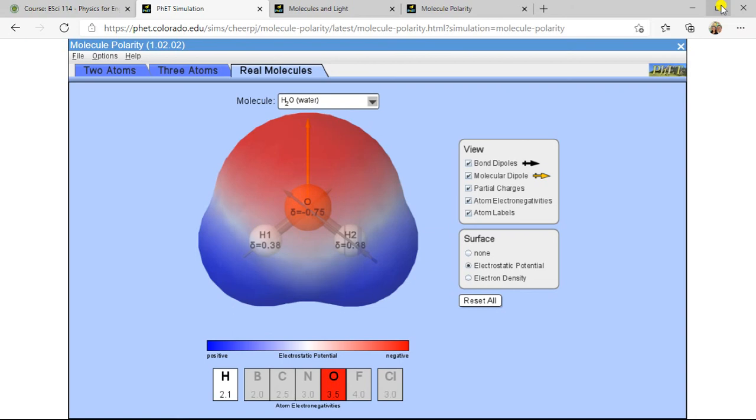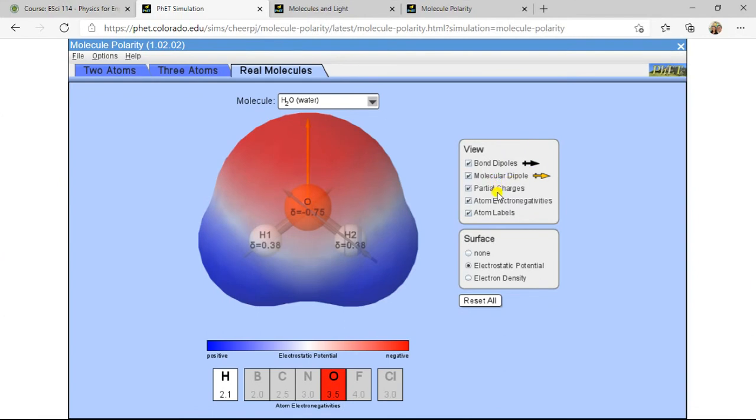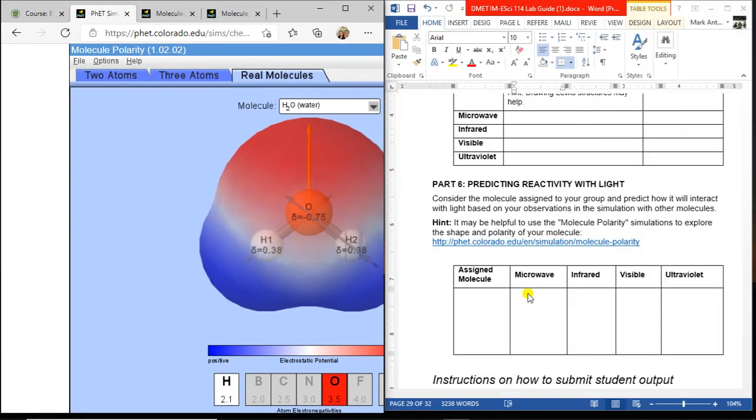This gives you an idea for differentiating your assigned molecule from the rest of the 7 molecules. For water and microwave, it will interact with microwave because of the characteristics of water, its polar charges compared with the rest. Its molecular dipole is different compared with the rest, so it interacts with microwave, infrared, visible, up to ultraviolet light.